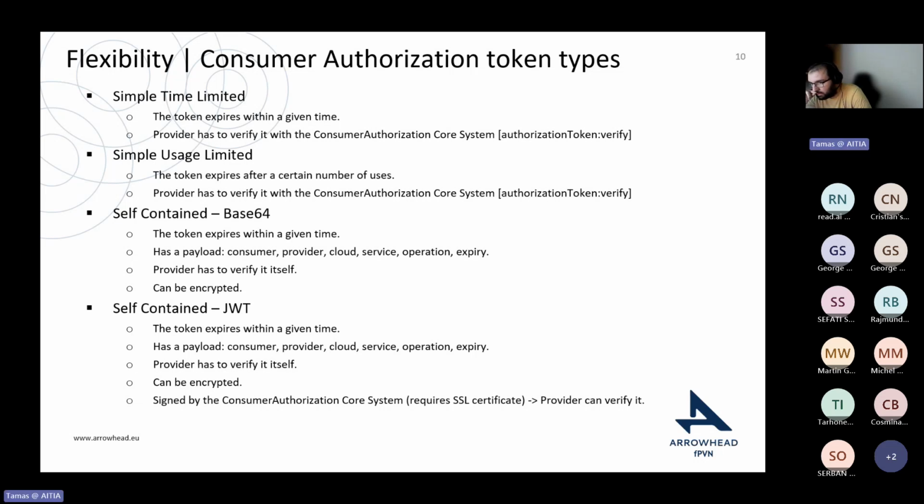So this is the most secured token type of authorization that version 5 will offer you. Of course, it means if a provider wants to use this self-contained JSON Web Token, it should fetch the public key of the consumer authorization core system, because it will be necessary to verify the signature of the consumer authorization system on the token, of course.